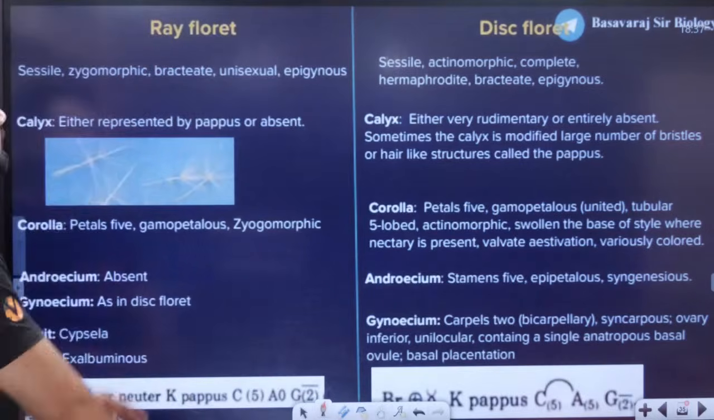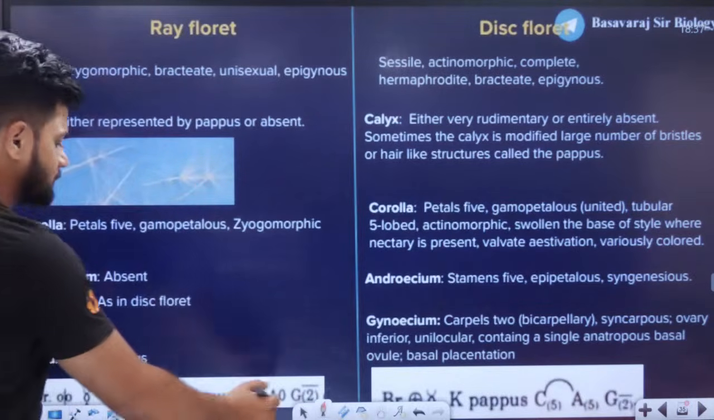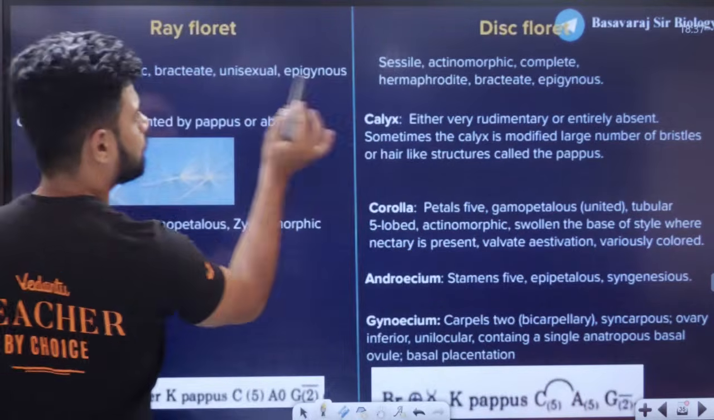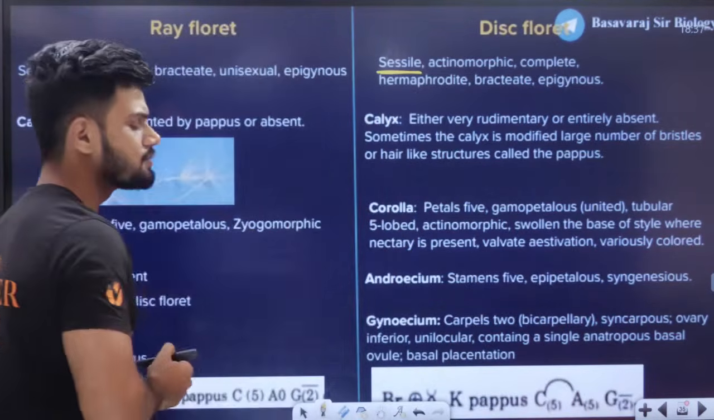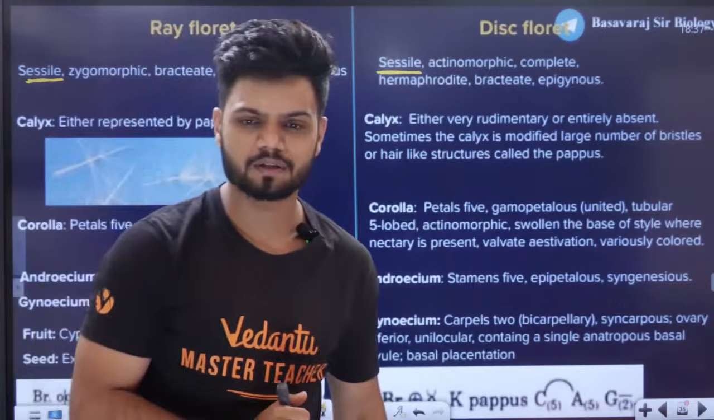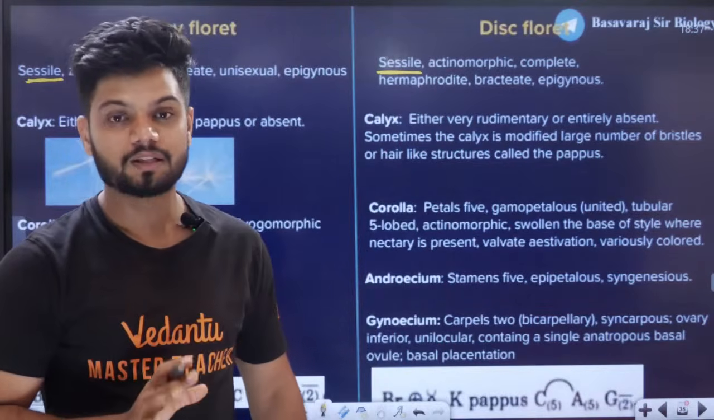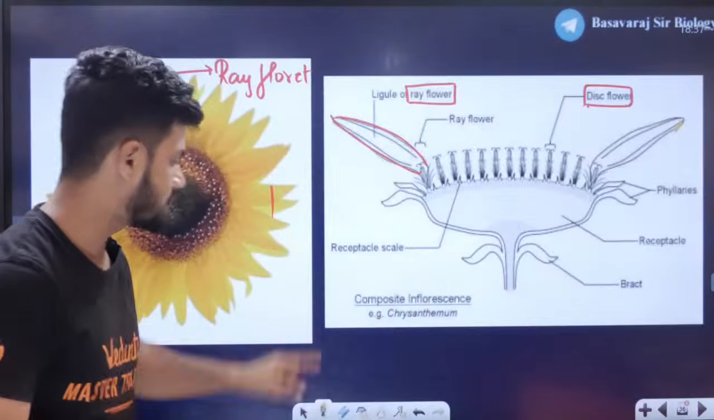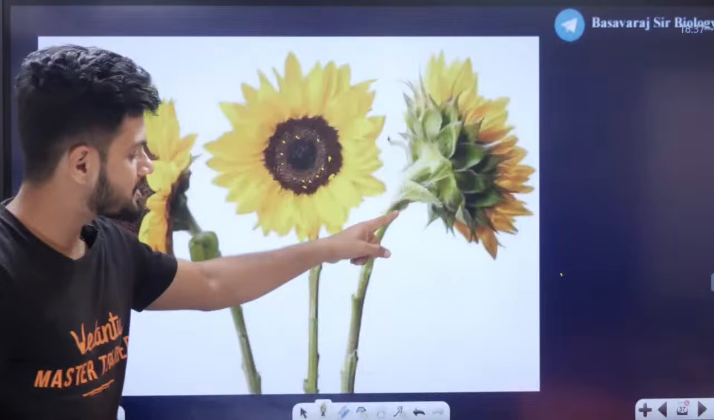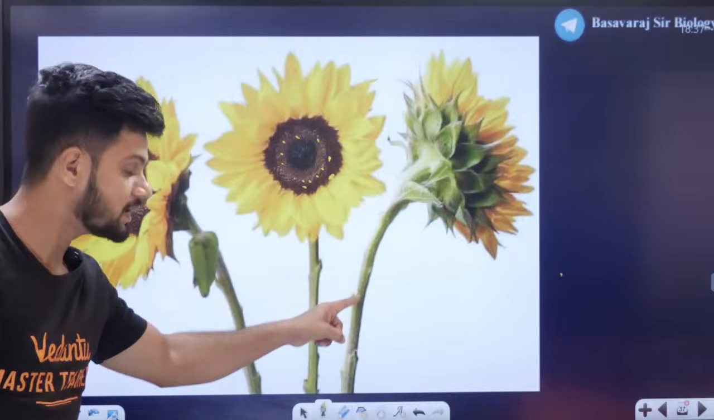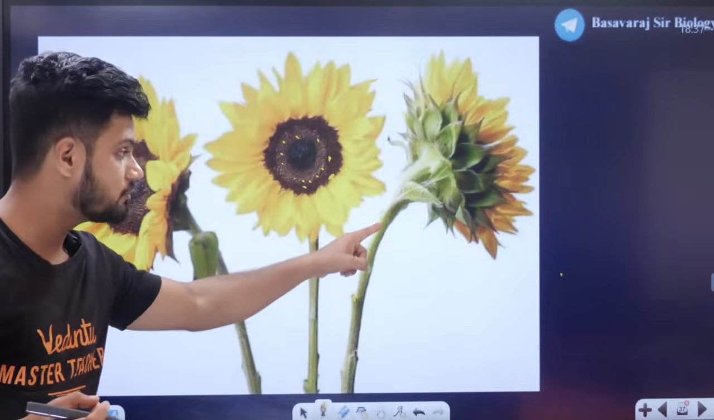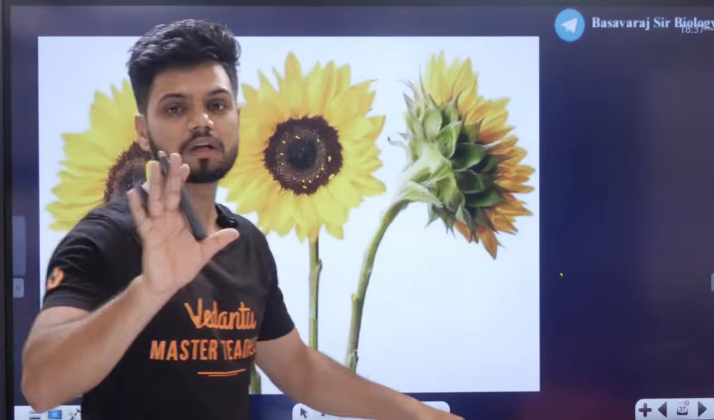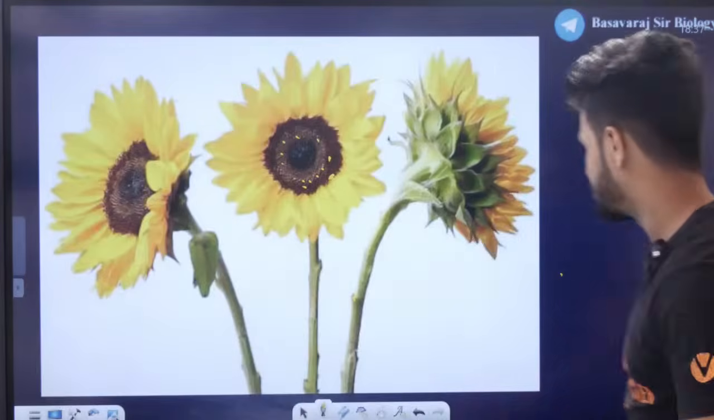So let's start with the first similarity. Both of them are sessile. The meaning of sessile is that there is no stalk. The big stalk you see in the sunflower is the peduncle, the stalk of the inflorescence. But the flowers inside do not have a stalk.